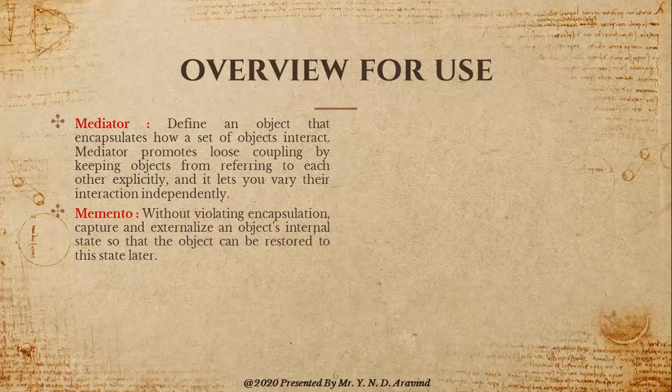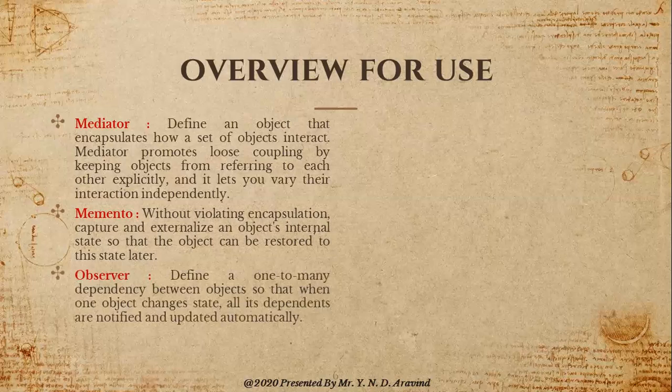Here the Memento, without violating encapsulation, captures and externalizes an object's internal state so that the object can be restored to this state later. The next, the 16th one, Observer, which defines a one-to-many dependency between objects so that when one object changes state, all its dependents are notified and updated automatically.